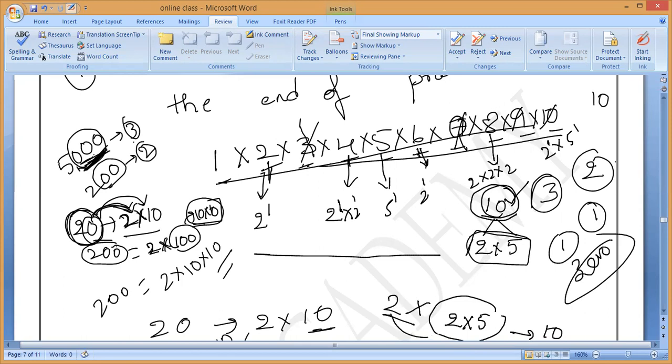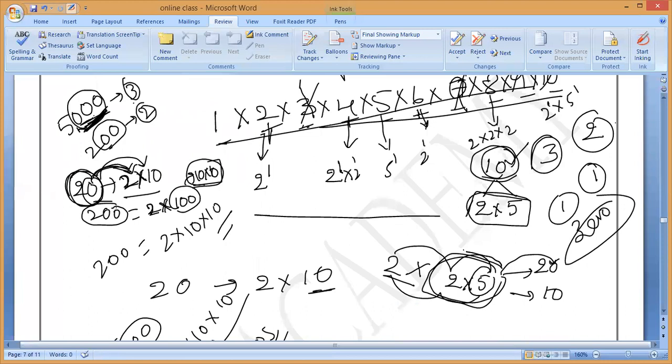Suppose we see 2 into 2 into 5. Here how many zeros do we get? 2 into 2 is 4, 4 fives are 20. Only one 0. Only one set of 2 and 5. We get only one 0. Correct? Only one set of 2 and 5.